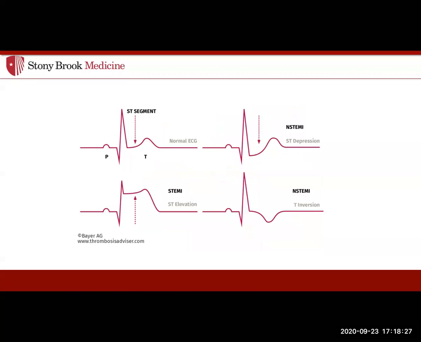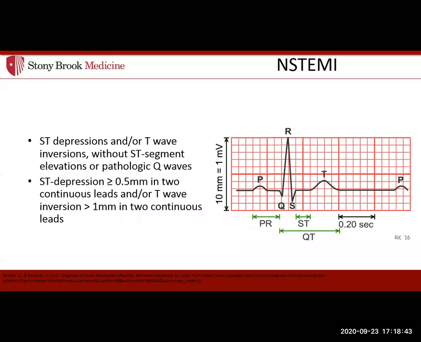So now looking at the differences in a normal EKG versus those with an NSTEMI or a STEMI, you can see that in NSTEMIs we have any types of ST depression or T wave inversions, and in STEMIs we have ST segment elevation. So what does this mean? When we see certain lengths of depressions and inversions, there are certain measurements that we can correlate to diagnose our STEMIs and our NSTEMIs.